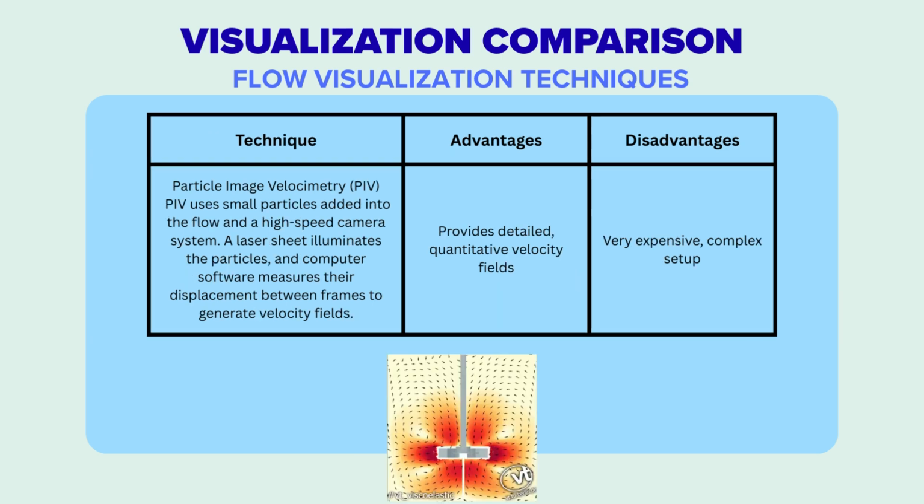Particle image velocimetry (PIV). PIV uses small particles added into the flow and a high-speed camera system. A laser sheet illuminates the particles and computer software measures the displacement between frames to generate a velocity field. Advantage: provides detailed, quantitative velocity field. Disadvantage: very expensive, complex setup.